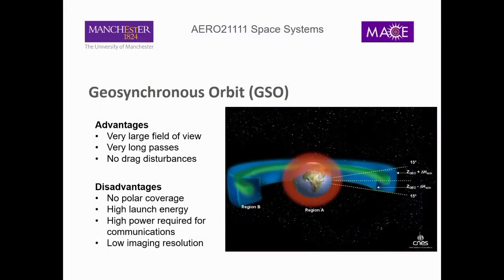Now with geosynchronous, as I say, you can be inclined, so you can start to get close to the poles. But it's quite energy intensive to incline a very, very high altitude orbit, which we'll talk about next week. And so generally speaking, you don't really get geosynchronous satellites that can see the poles, because for various reasons, it's just quite difficult to do. High launch energy, you said, high power required for communications, and low imaging resolution. What I haven't mentioned there, actually, but I did want to say, is you also get this communications delay, which I said you might think is not a big deal.